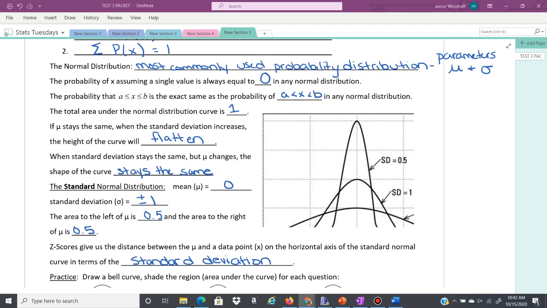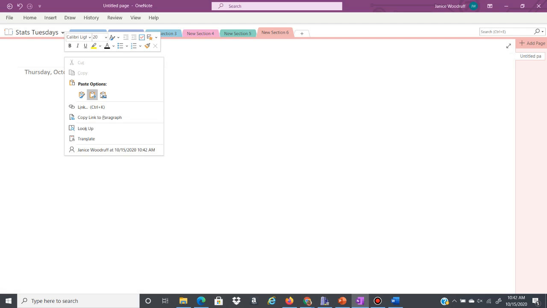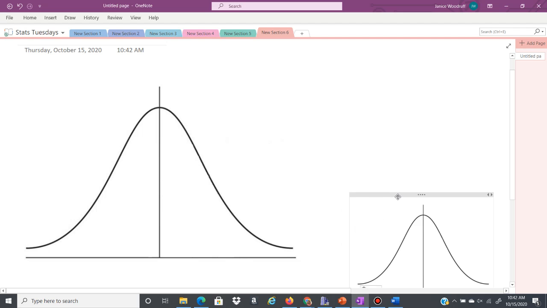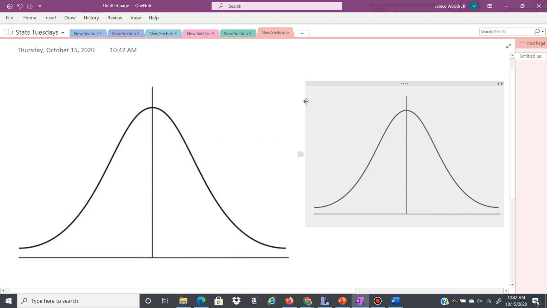All right, so I want to look something up just to show you guys here. Let me see if it will let me copy this. Nope. Copy image. Paste. There it is. Okay. So I'm going to put 2 of these up here, because you need to know the difference between a normal curve and a standardized normal curve.